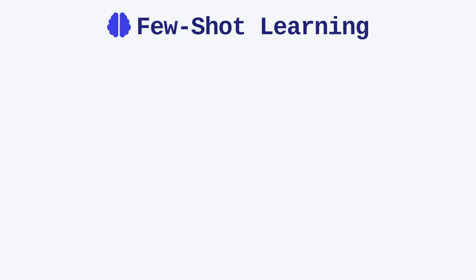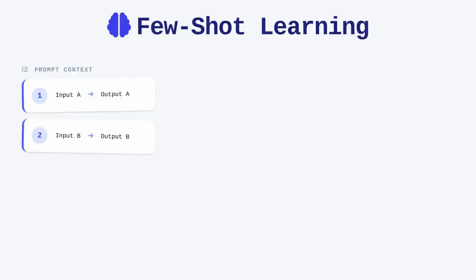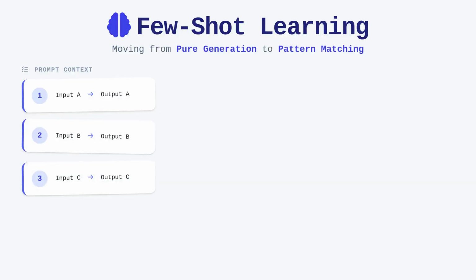Few-shot learning, conversely, introduces in-context learning by providing a small number of input-output pairs within the prompt itself to demonstrate the required pattern. By including these examples, you shift the model's task from pure generation to pattern matching and completion, which dramatically improves consistency and accuracy.